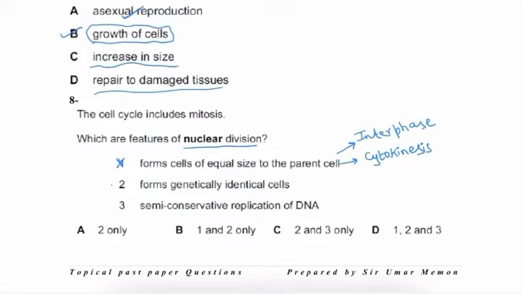Forms genetically identical cells, yes, this is the feature of nuclear division. It is basically the feature of mitosis, because mitosis is a type of cell division which results in the production of genetically identical cells, or it is a type of nuclear division which results in the production of genetically identical nuclei. When we talk about statement 3, semi-conservative replication of DNA, it is not a feature of nuclear division, it is a feature of interphase. The DNA replication occurs in S phase, which is the phase which occurs during interphase. So the answer is A, 2 only.